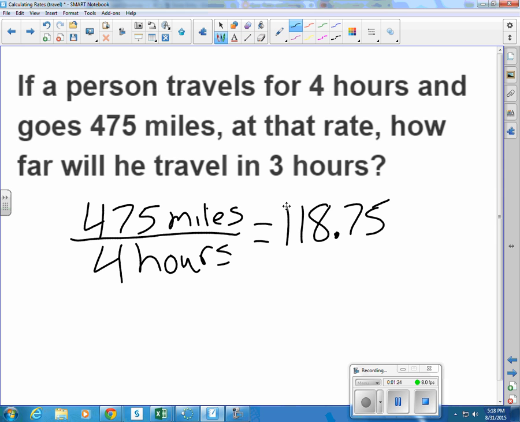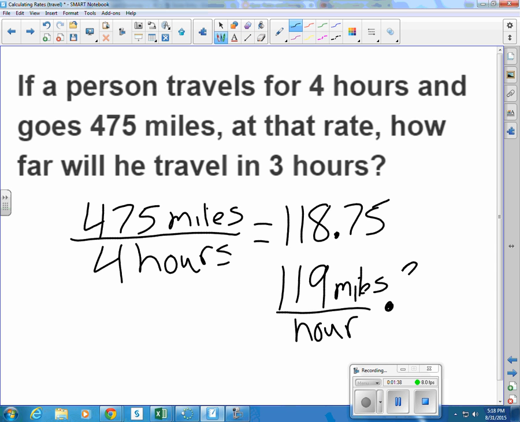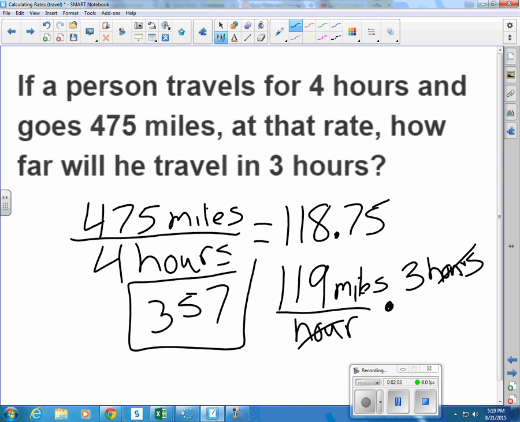So maybe this is an airplane. That's really close to 119 miles per hour. Multiply that by 3 hours. Hours cancel, and that would just give you miles. That number turns out to be 3 times 119. Well, 3 times 120 would be 360. So it's 3 less than that, 357 miles.